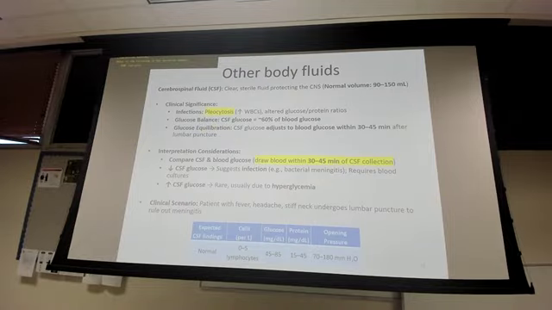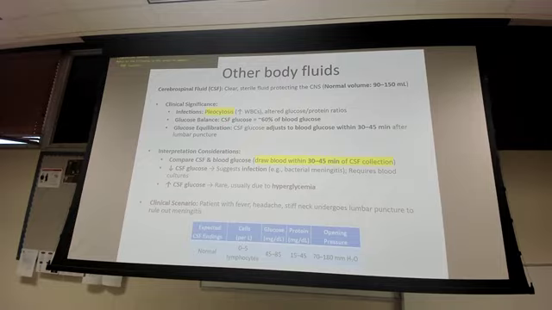All right, and here's some other CSF. This is an important slide, so make sure you're studying this as well, okay? When you see an increased amount of white blood cells called pleocytosis, there will also be altered glucose and protein ratios. The CSF glucose is approximately 60% of blood glucose, and then CSF glucose adjusts to blood glucose within 30 to 45 minutes after the actual lumbar puncture.